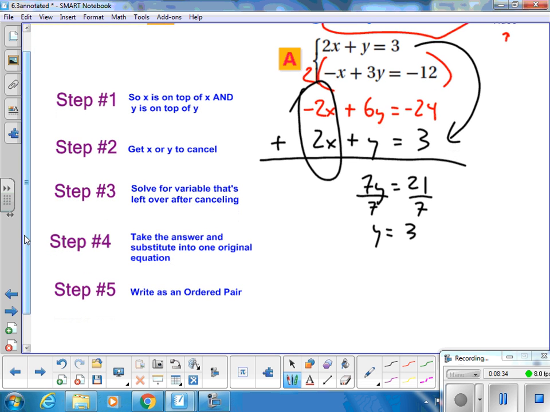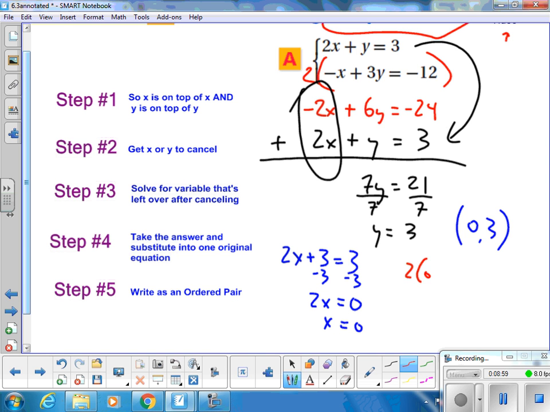I'm going to substitute it in. I'll do it on the first equation. Again, it doesn't matter what equation you use. It should work out. What? Does x really equal 0? Really? 0, 3? I don't know. I'm going to check it. Something's fishy about that. So 2 times 0 plus 3 equals 3. Oh man, look at that. It is true. This is the solution to my system.